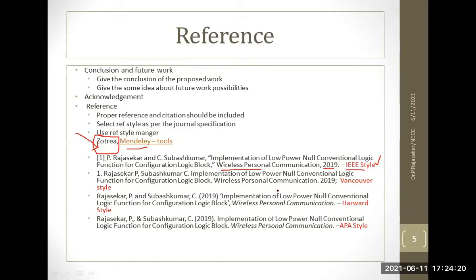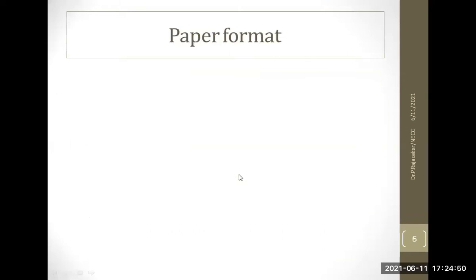Then another style is the Unqr style. It gives this model: one dot, then author name, paper title, journal name, and year. That is one. Here is another, the Harvard style. These are some of the styles, but we use the IEEE style format. So we can use different reference styles.